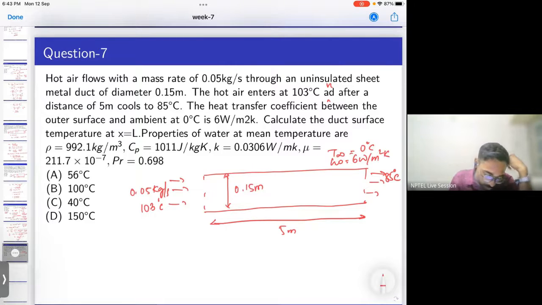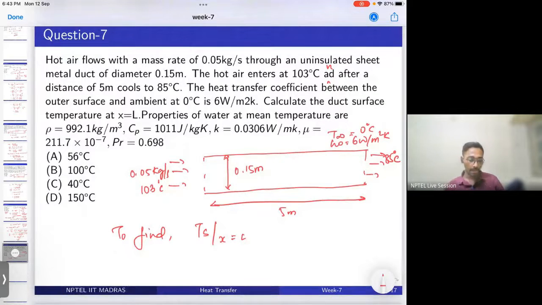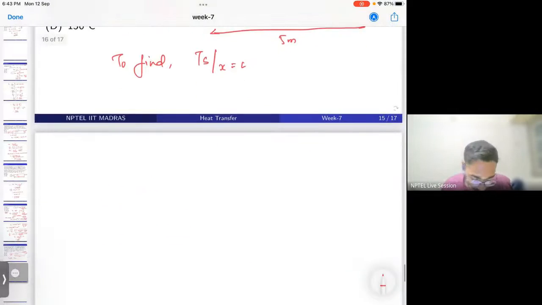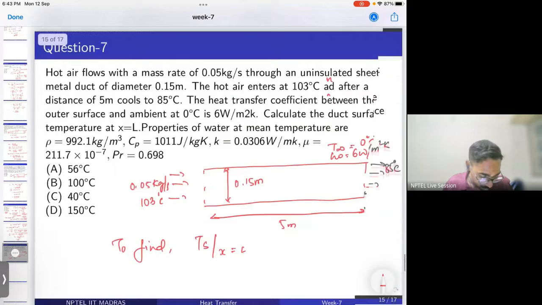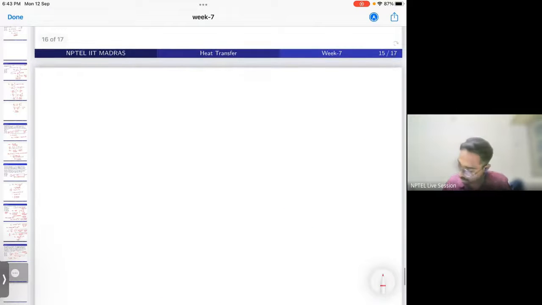Okay. You need to find out the surface temperature at x equal to L, which means 5 meters, at the exit of the pipe or the duct. So these are the given things in our question.